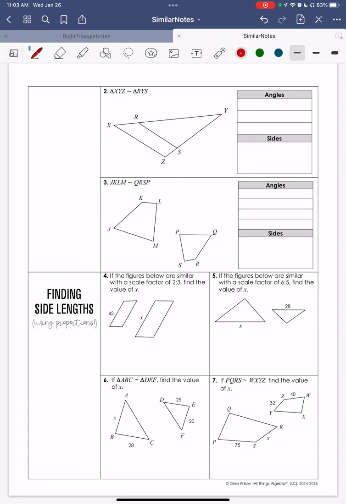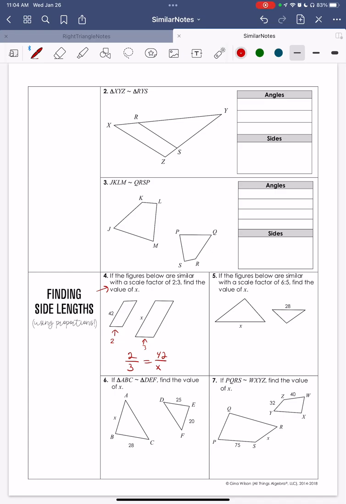Okay, so down to finding side lengths using proportions. So it says if the figures below are similar with a scale factor of 2 to 3, find the value of x. So that means that the ratio of this left-hand polygon to the right-hand polygon must be 2 to 3. Now I chose to write that scale factor this time as a fraction because that's going to help me write a proportion. So it's 2 to 3. So then I can just fill in the other side, keeping the same order. So this was the 2 to 3, so I'm going to do 42 to x.